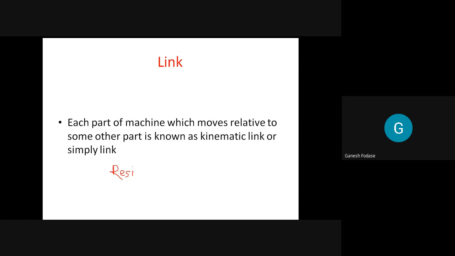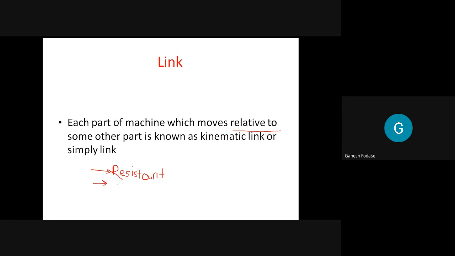It must be a resistant body. And now what is a resistant body? That we already discussed. That link must be a resistant body, first thing. Second, as discussed here, it must have some relative motion with respect to other parts.